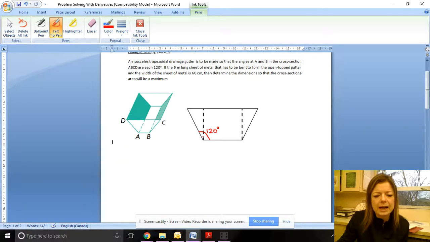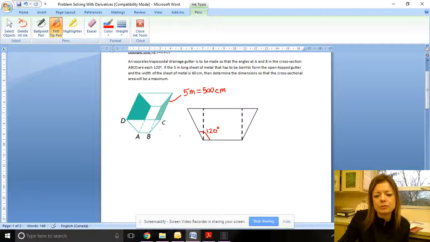Actually, maybe it does. So the 5-meter long sheet metal, okay, it's being bent to form an open-topped gutter, and the width of the sheet metal is 60 centimeters. Okay, so that means that it's 5 meters long. So this here is 5 meters, or 500 centimeters. But the width, so this DA to AB to BC is 60. Okay, so when it was just a sheet, this was 60 and it's being bent up.